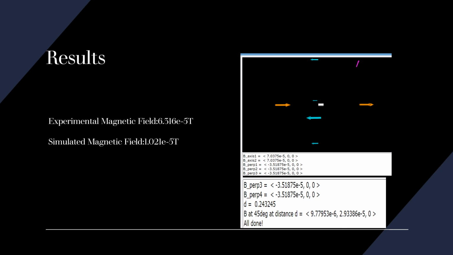When we used the experimental data, we found that the magnetic field at the 45-degree angle was 6.316 e to the negative 5 Tesla, whereas in the simulation it was 1.021 e to the negative 5 Tesla. So there's a discrepancy between the simulated and experimental, and that could be due to there being no z component in the simulated magnetic field, whereas there was a z component in the experimental magnetic field.